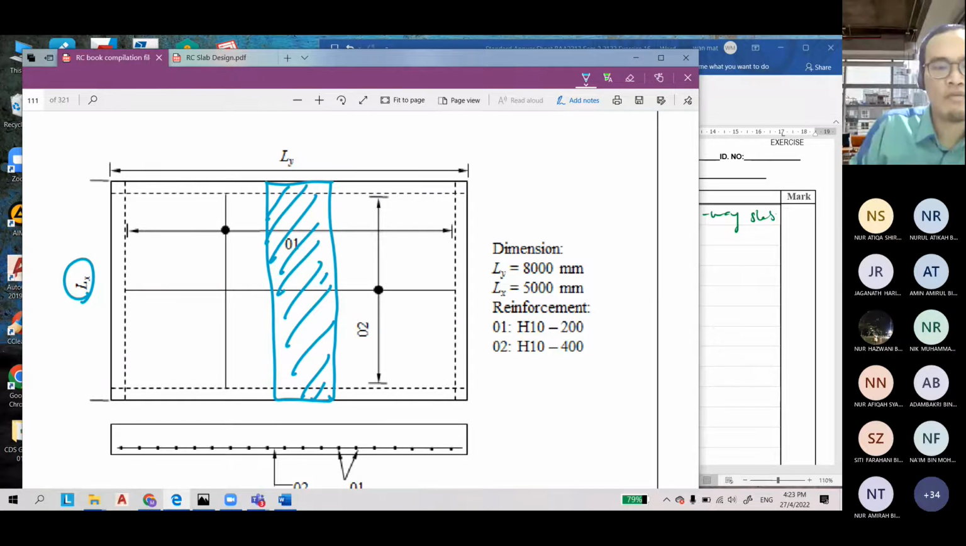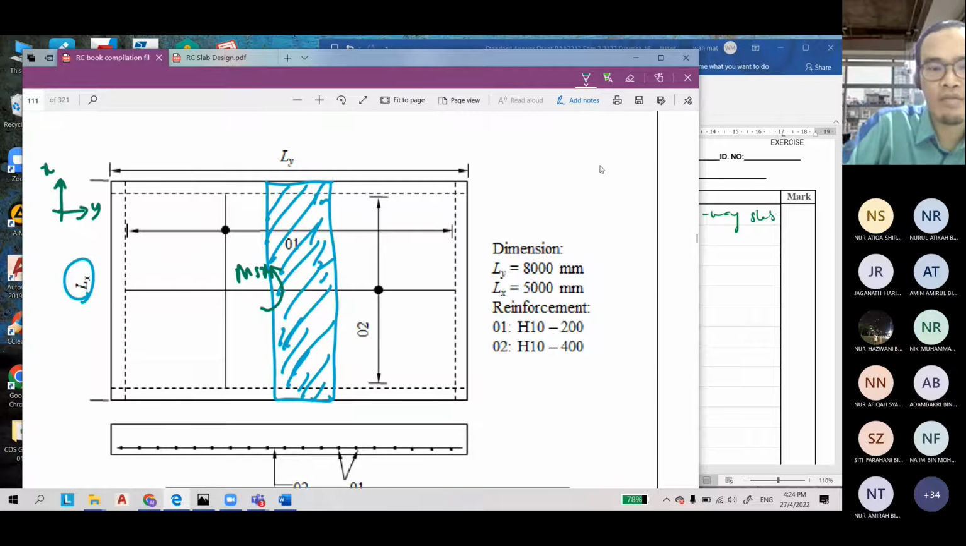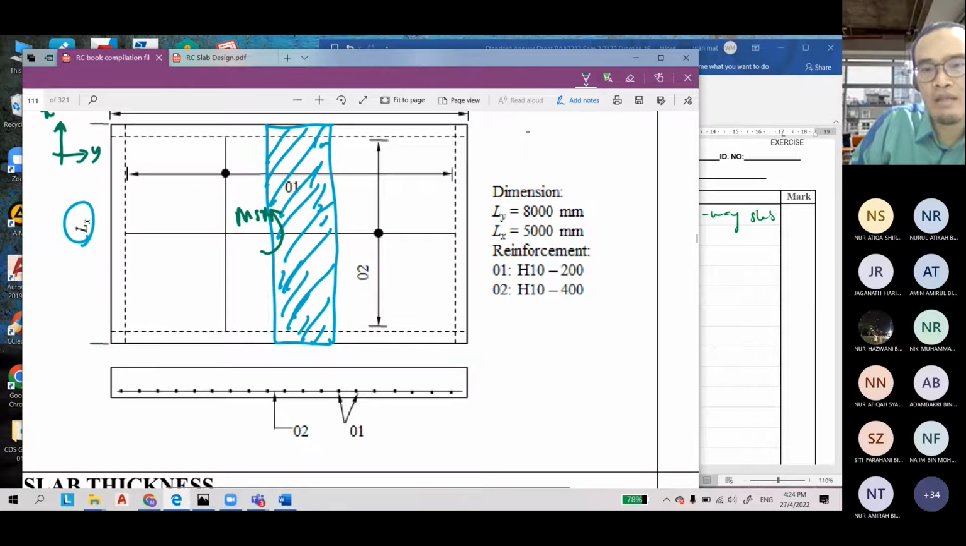We are going to design based on the bending moment. Let's say this is the bending moment, M as X. This is the X direction, and X is always the shortest. At the same time, because this is a two-way slab, I hope you still remember and are not confused. This is a two-way slab.